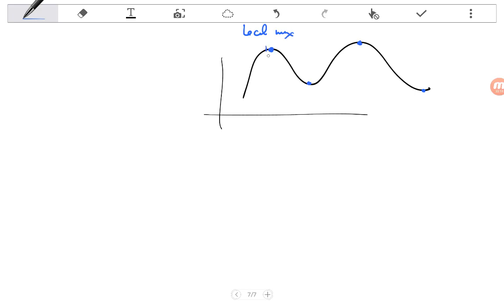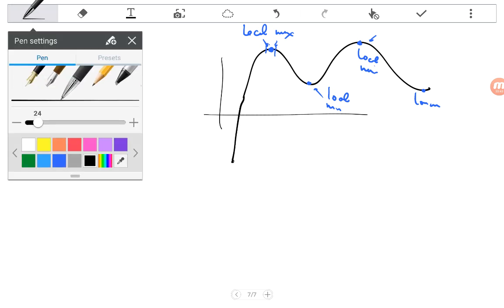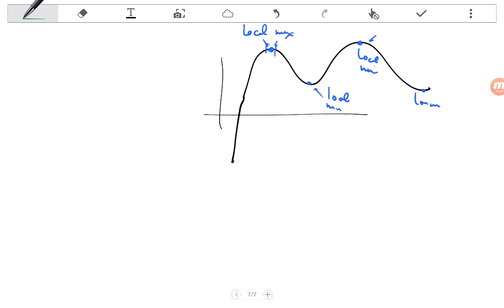Local because it has a value that is greater than its neighborhood, the points which are just beside it. This is called a local minimum. This is called a local maximum. This is called a local minimum. Okay, so if I continue this curve like this, now for this curve we have seen the local maximum and local minimums.